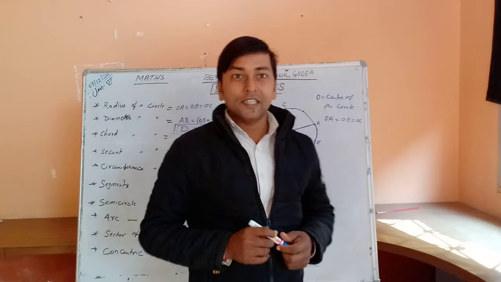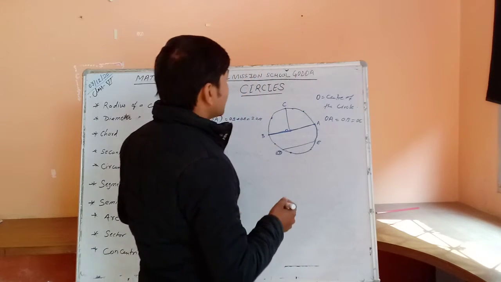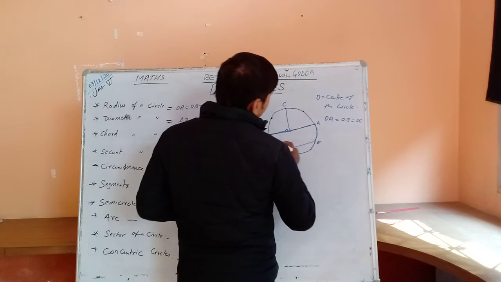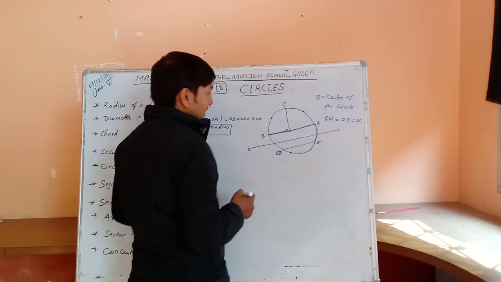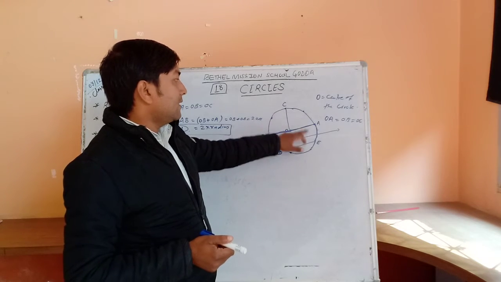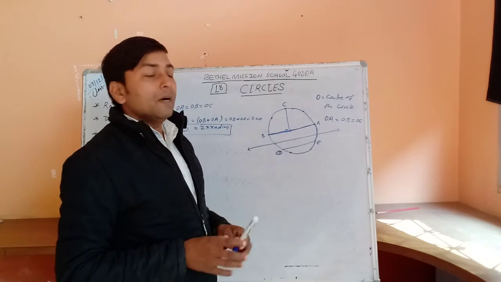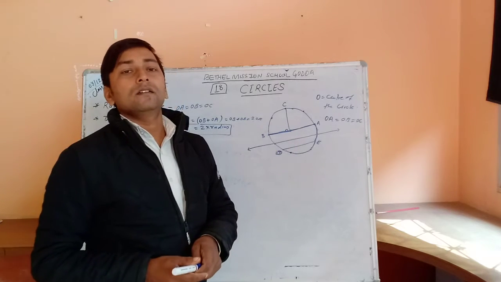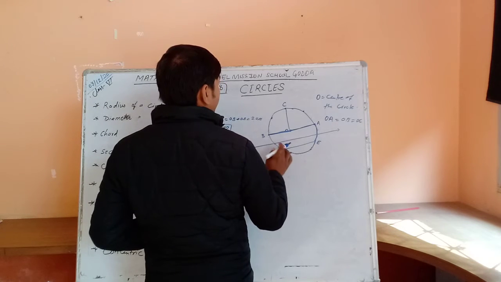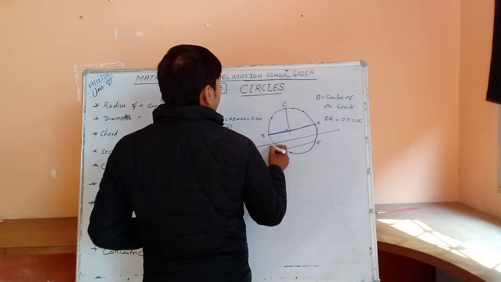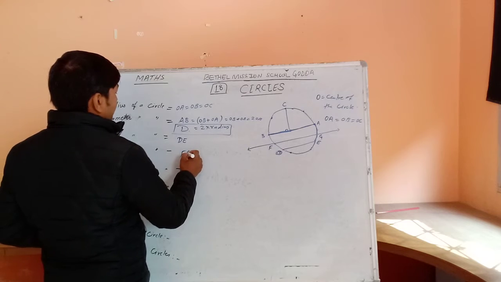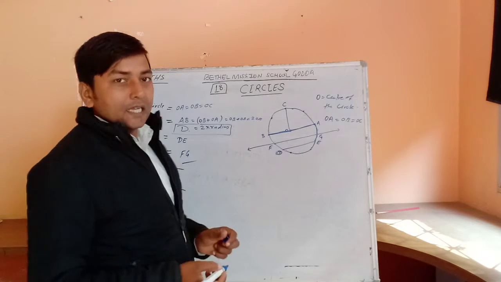Now we talk about the secant. What is the secant? Secant is a line which crosses the circle at two points. Give the name FG. FG is the secant of the circle.